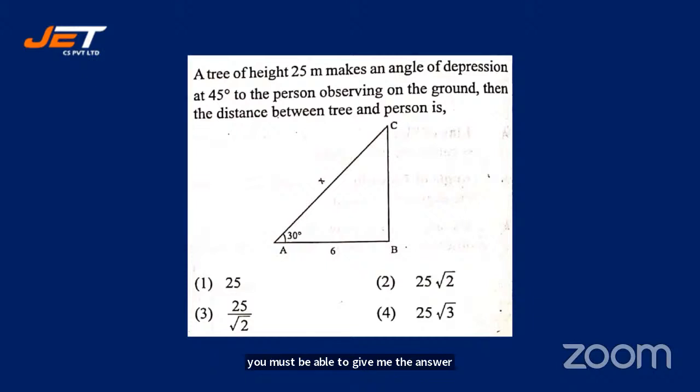All right. Is it option 1, 25, option 2, 25 root 2, or option 3, 25 by root 2, or option 4, 25 root 3? So quickly do it and then give me the answer. Let's see if anybody has given me.